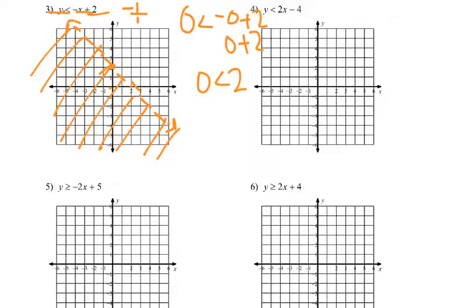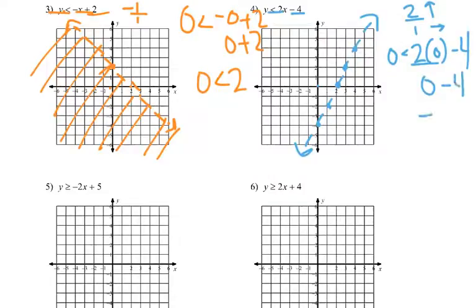Alright, number 4. So, -4 is my y-intercept, slope of 2. It's like 2 over 1. So up 2 to the right 1. So there's my next point, then my next, and so on. There's the pattern. Okay, there's no line under there, so I know it's dashed. So I draw my dashed line. Pick my test point 0, 0. 0 for y, 0 for x. 2 times 0 is 0 minus 4. Negative 4. Is 0 less than negative 4? Nope. So I shade the opposite side.